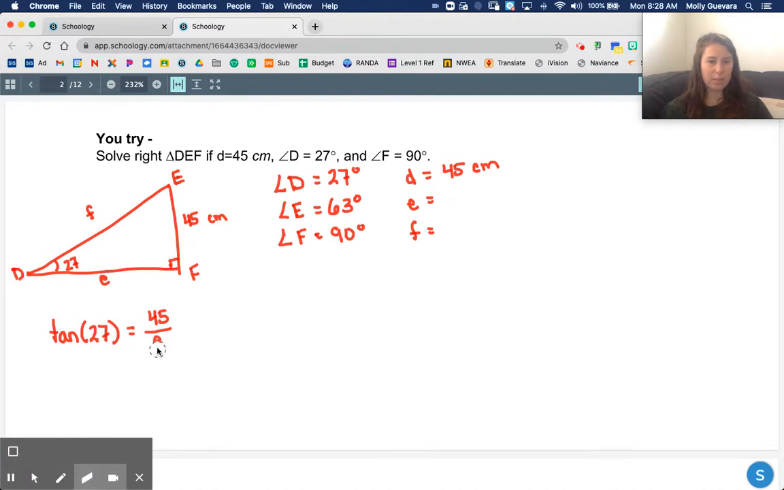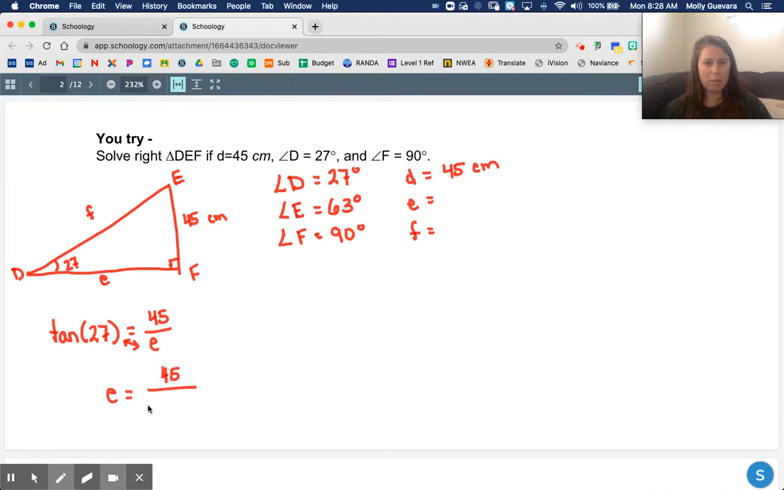There we go. Okay. So whenever your variable is on the bottom, right, I can multiply by E, divide by tangent. But really what happens is these two guys switch, right? So I can just switch this and say E is equal to 45 over tangent of 27.